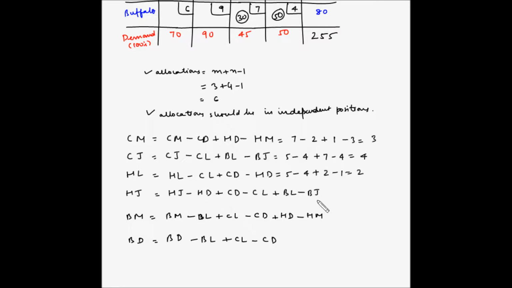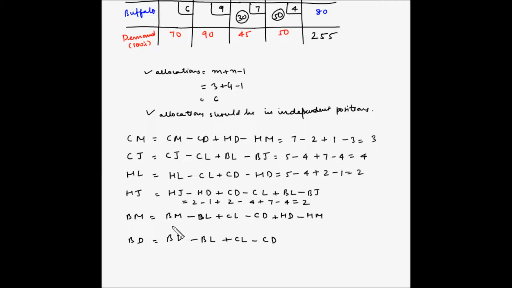The next is Hj. So Hj is 2 minus Hd 1 plus Cd is 2 minus Cl is 4 plus Bl is 7 minus Bj is 4. 2 minus 1 is 1 plus 2 is 3 minus 4 is minus 1 plus 7 is 6 minus 4 is 2.